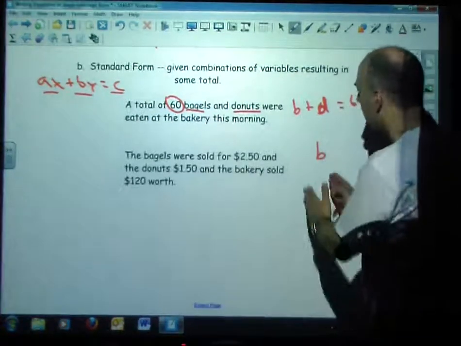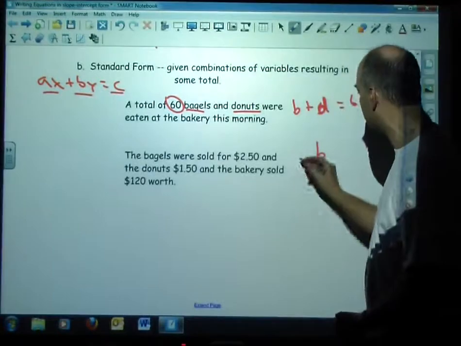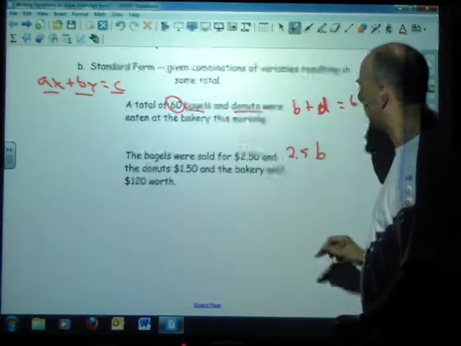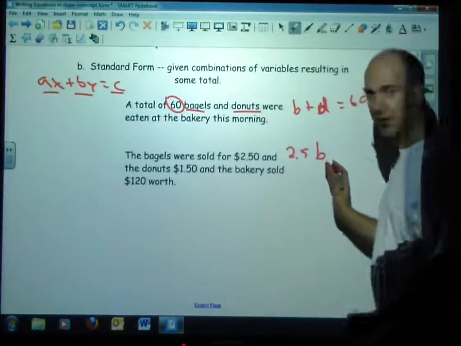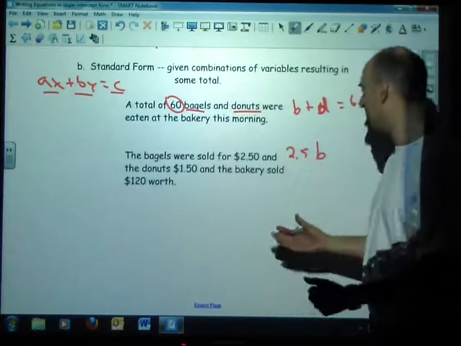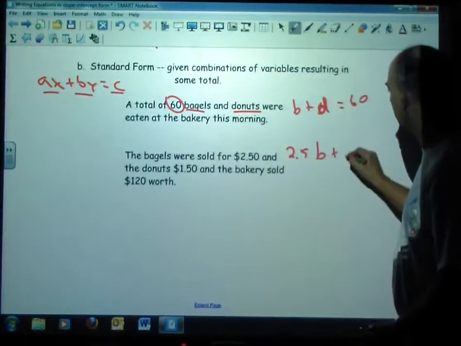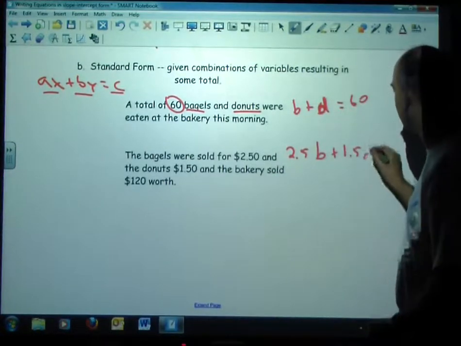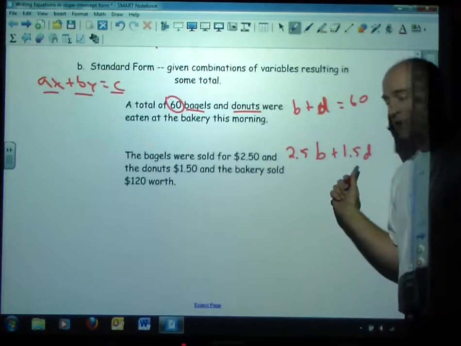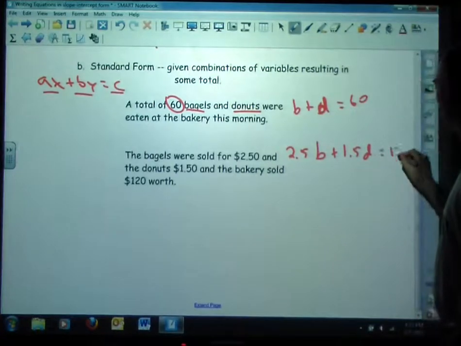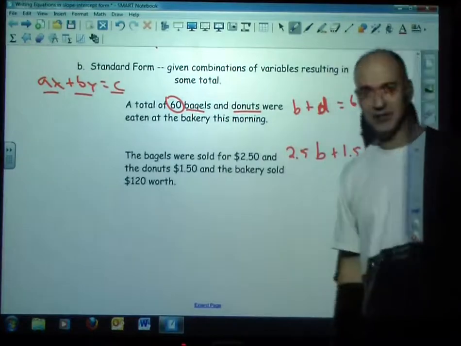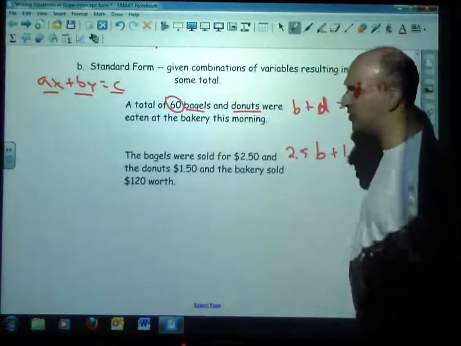So if there's B bagels and every one is $2.50, we'd want to be able to write 2.5 times B would be the money spent from the bagels. Okay? The donuts are $1.50, so 1.5 times D would be money spent on the donuts, and it equals out to $120. Okay? So two different ways you can see standard form.